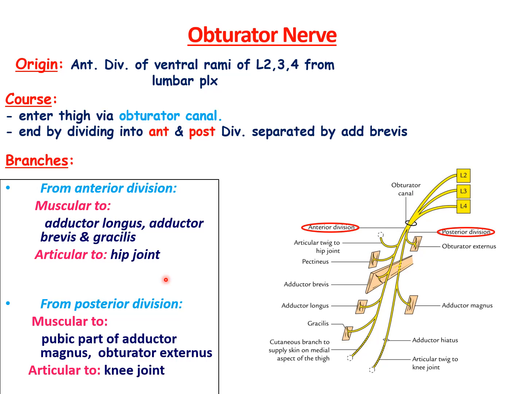You have here from both anterior and posterior divisions articular branches, from the anterior division to the hip joint, while from the posterior division to the knee joint. And lastly, you have cutaneous branches only from the anterior division, which supply the middle part of the medial side of the thigh, as we said before, the middle third of the medial side of the thigh, as it shares in the subsartorial plexus together with the saphenous nerve and the medial cutaneous nerve of the thigh.